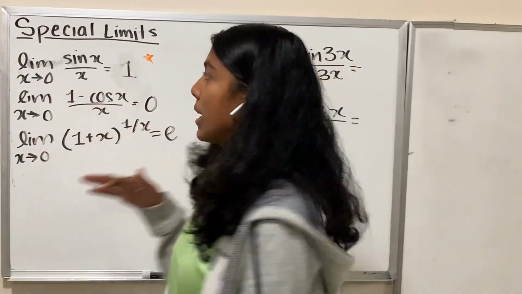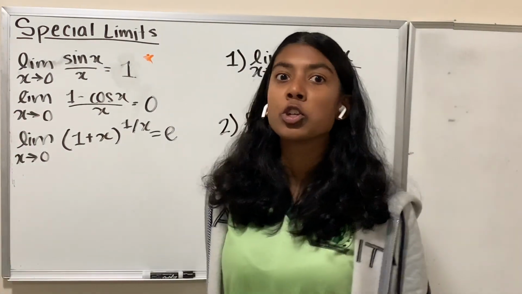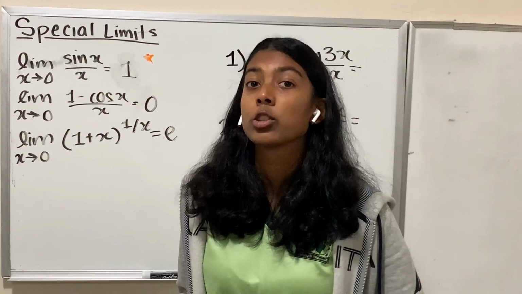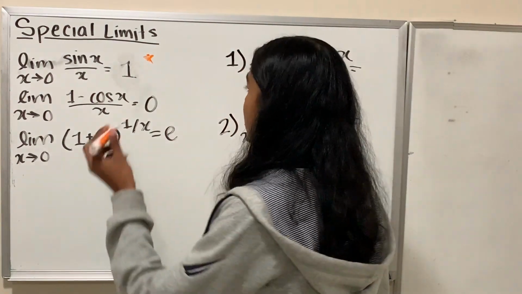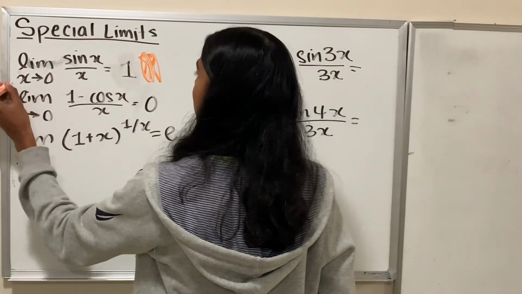Our next topic is special limits, and there are 3 that you should memorize, especially the first one that I put a bright orange star next to. In case you can't see that bright orange star, it's this one that you should memorize.